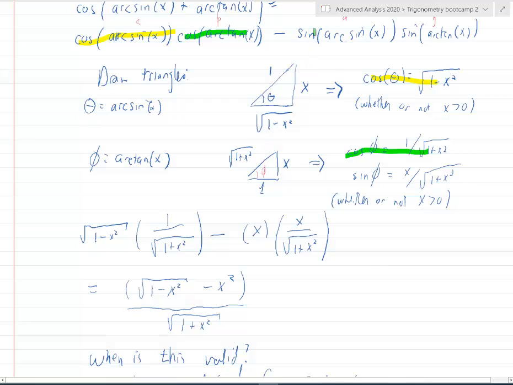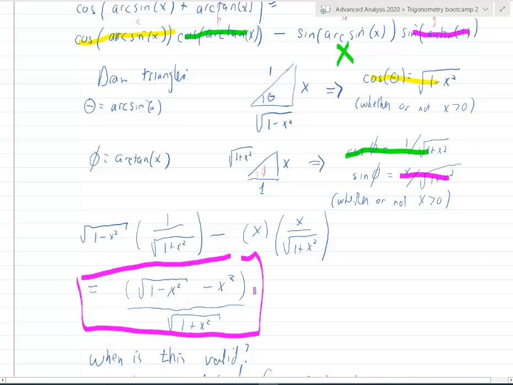Now what's sine of arcsine? Well, if x is in the right domain, then this is just going to be x. And what's sine of arctangent? Well, that's this one here. Sine of arctangent is just this one here. All right, so I just plug in these algebraic expressions and I will get an algebraic expression for my answer.